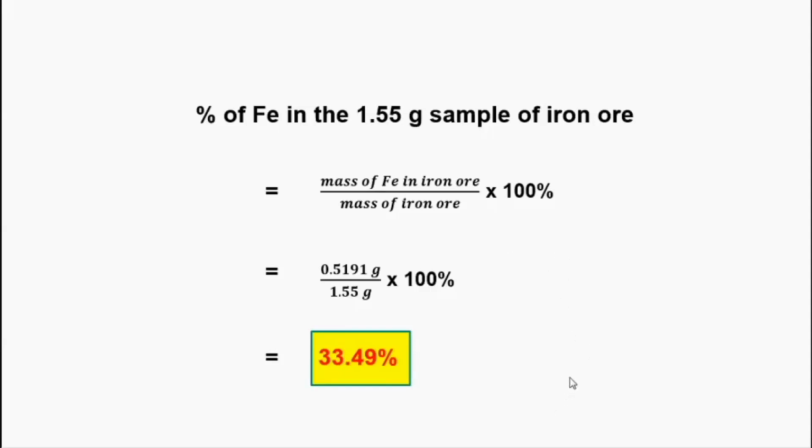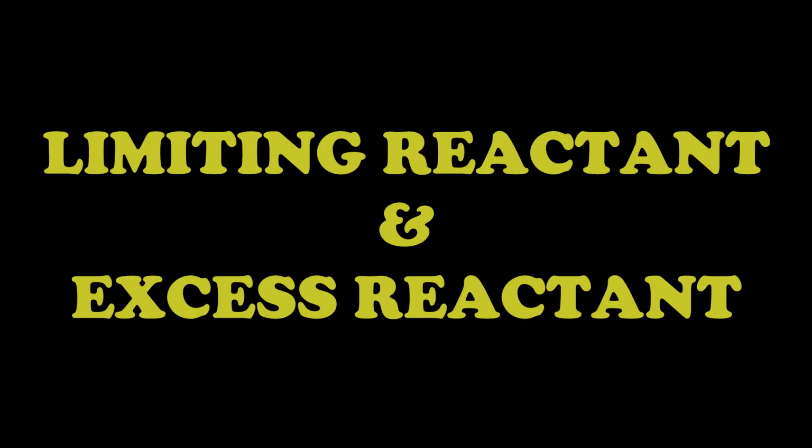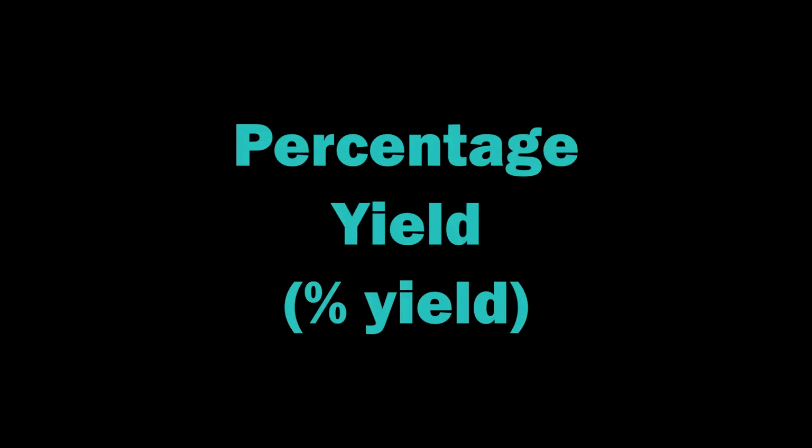In the next lesson, part 3 of this lesson, we are going to discuss another two terms. The first is the limiting and the excess reactant, and lastly, we are going to discuss percentage yield.